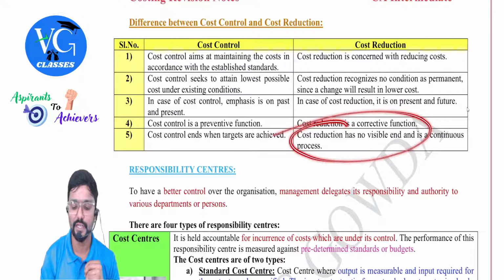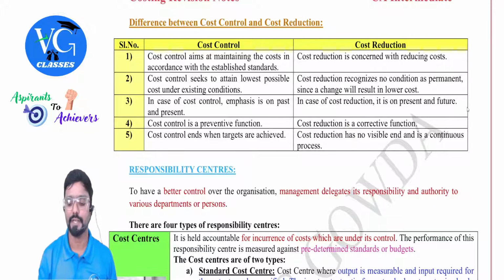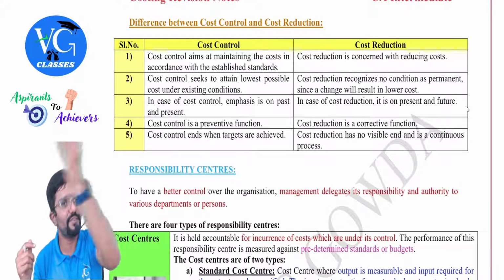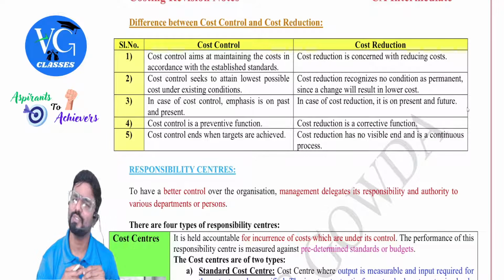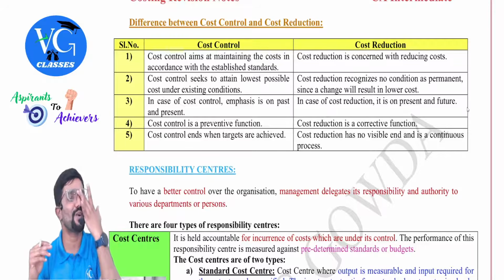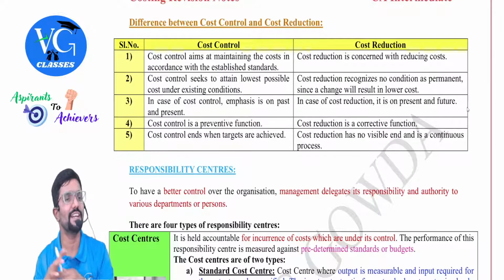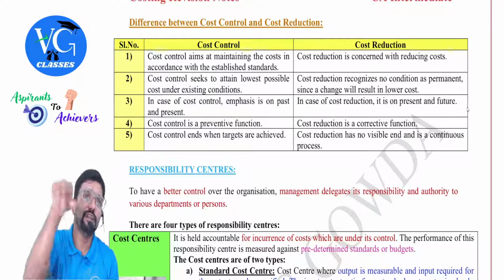Whereas cost reduction, there is no visible end for it. And it is a continuous process. Now assume at the end of the year, we achieved 45 rupees cost. Will we again be satisfied? No. We have to now further bring it down to how much? Assume 42. Next year, we will start working. How do we reduce from 45 to 40? Because no company will be happy with whatever cost they are incurring. Even if from 50 they bring it down to 45, next year they will try to find a way. How will we reduce this 45?